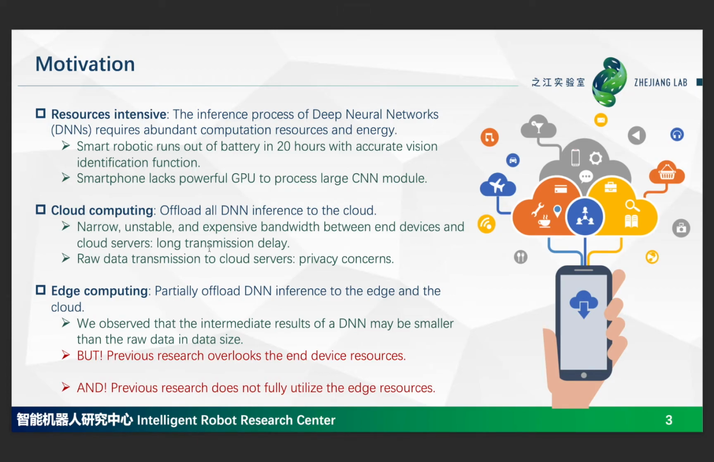As we all know, the inference process of a deep neural network requires abundant computation resources and energy. As an example, a smart robot runs out of battery in 20 hours with an accurate vision identification function, and a smartphone lacks a powerful GPU to process a large CNN model. So, people think about using cloud computing to offload all DNN inference to the cloud.